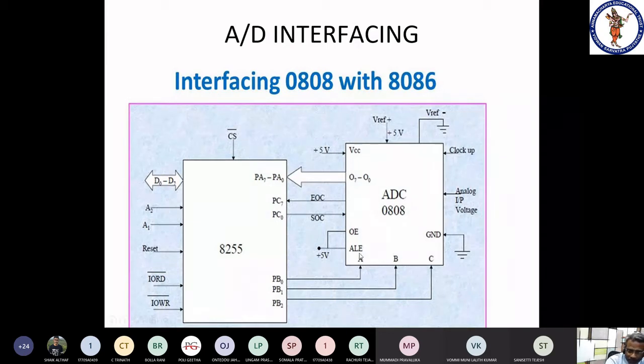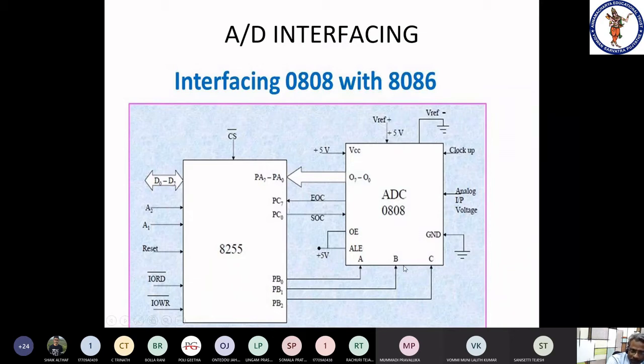That selection is made by the ABC address lines. Whenever A, B, C are 0, 0, 0, that means channel 0 is selected, and the analog input at channel 0 is selected for conversion to digital format. So the ABC lines are the address lines, which are used to select any one of the channels for conversion.